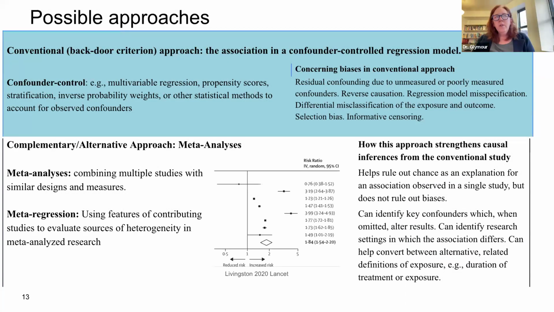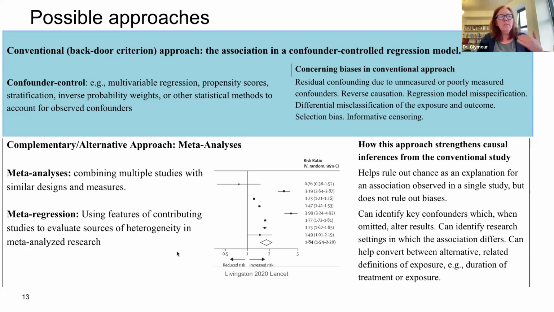All right, so I'm going to talk about these approaches, and I think it's helpful to contrast them against a conventional study, where the conventional study is a backdoor criterion approach where we've controlled for covariates. So multivariable regression, propensity score modeling, stratification, inverse probability weights, all these various statistical models, whatever was used to control for confounders, and then looking at, for example, incident dementia. So that's the classic approach. So imagine you have such a study and now you want to strengthen the evidence. What are some approaches to do that?